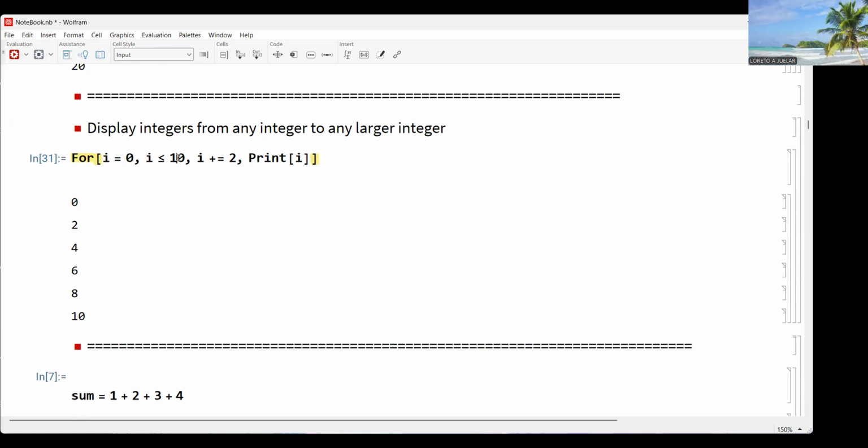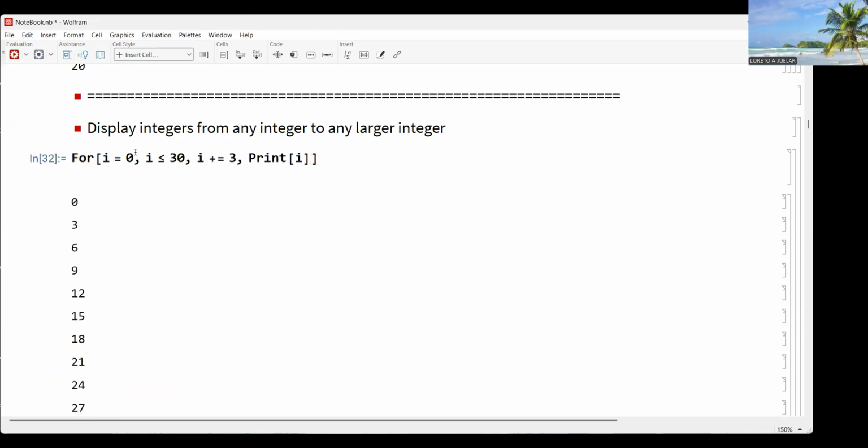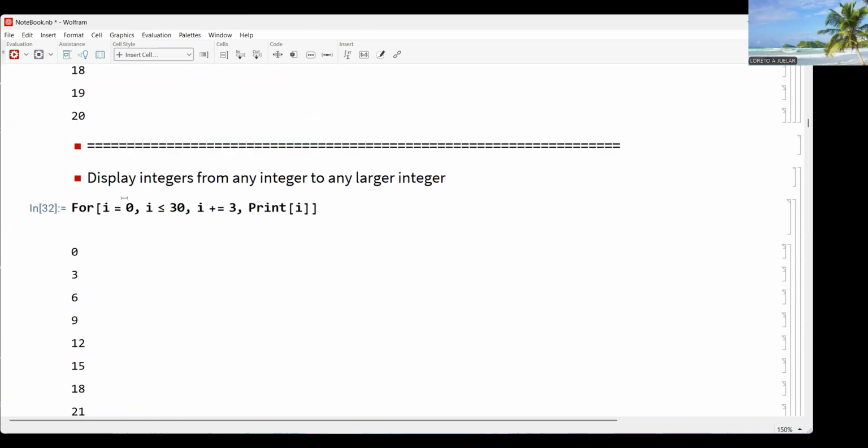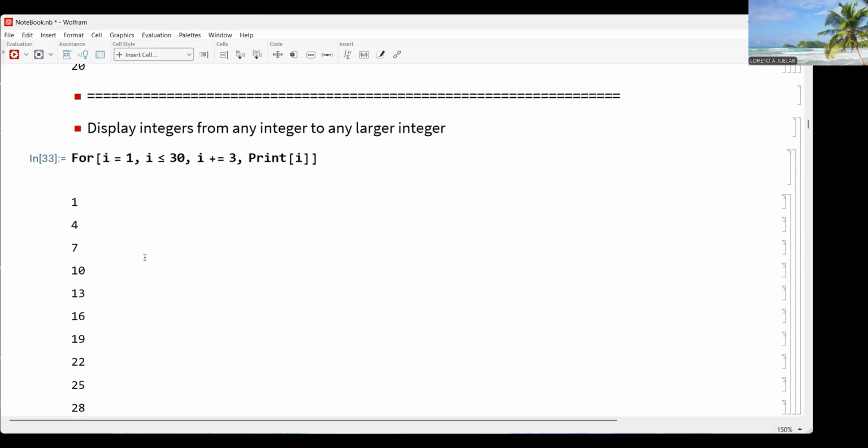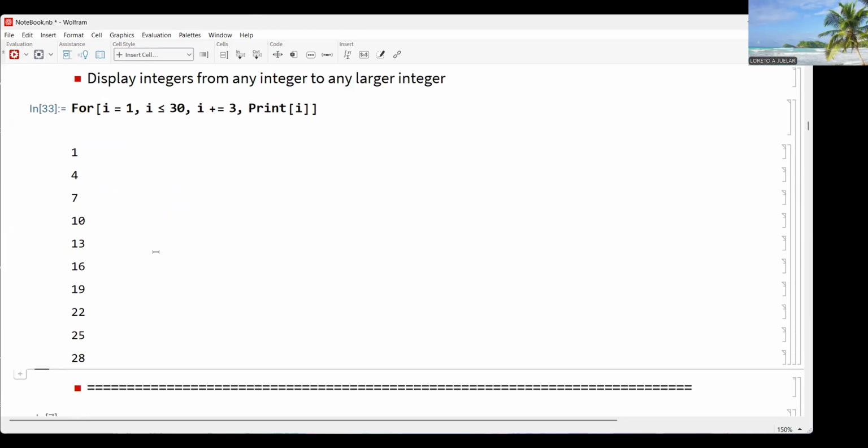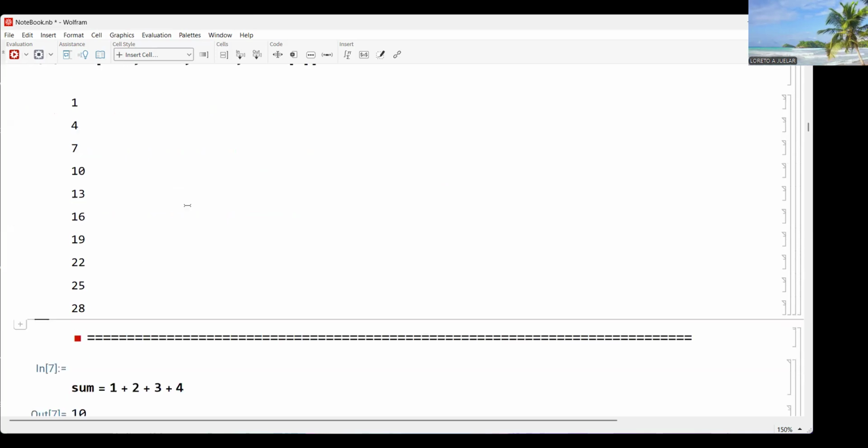Or you can also have an increment of 3. So we start with 0, 3, 6 up to 30. Now we can also start from 1, like this one. 1 plus 3 equals 4, 4 plus 3 equals 7, 7 plus 3 equals 10.